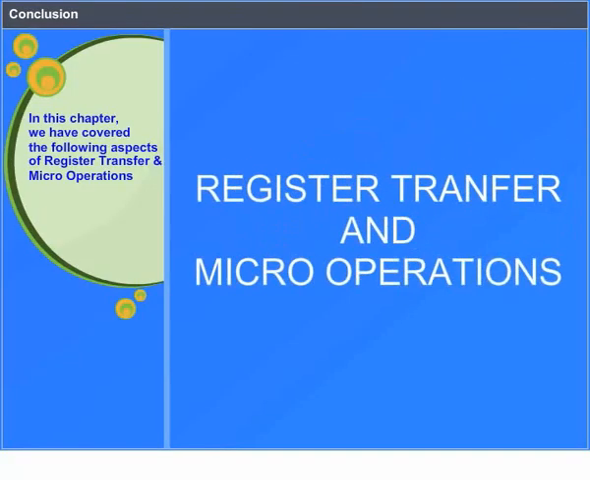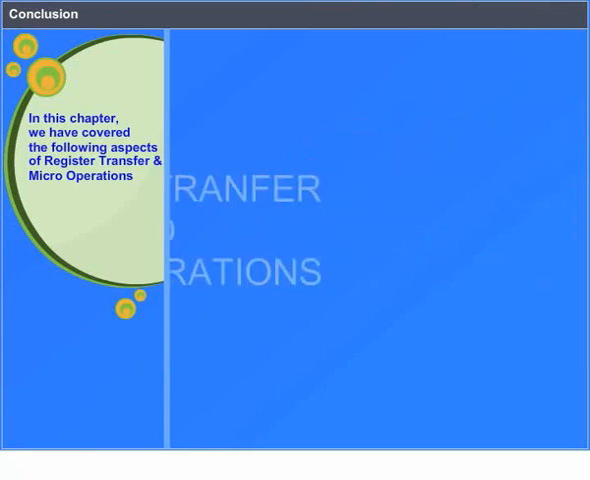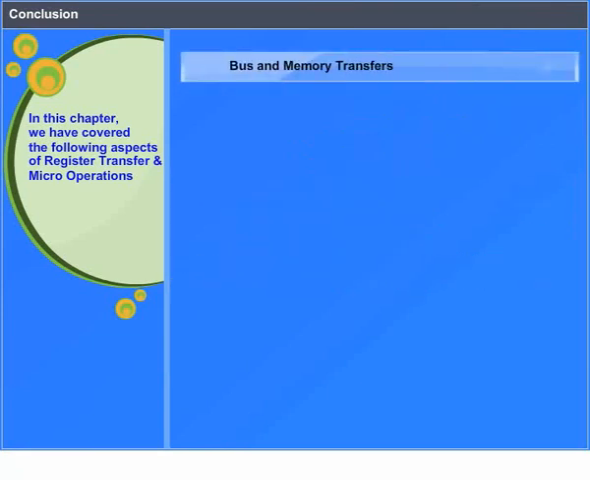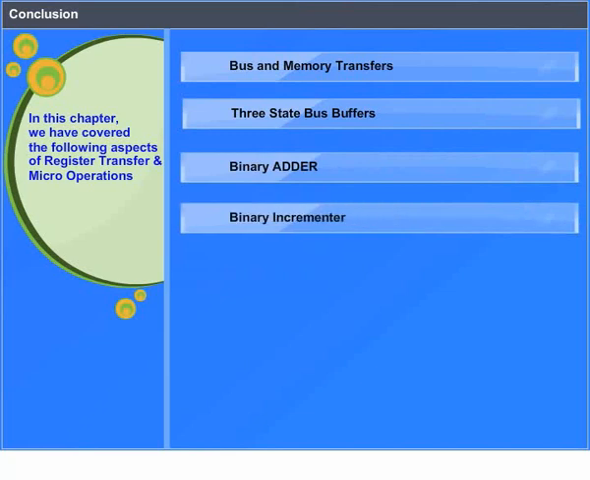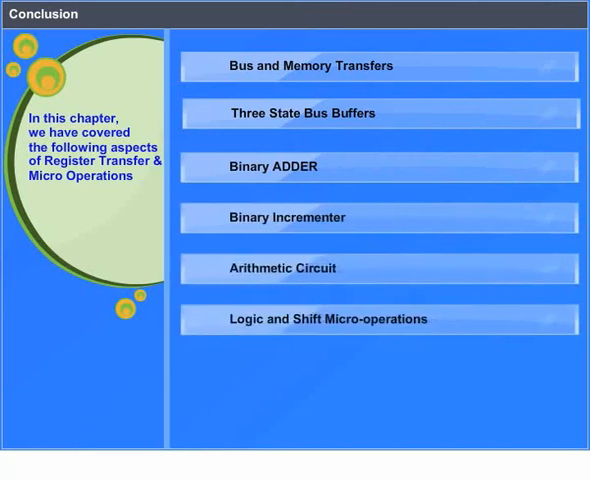Conclusion. In this chapter, we have covered the following aspects of register transfer and micro-operations: bus and memory transfers, three-state bus buffers, binary adder, binary incrementer, arithmetic circuit, logic and shift micro-operations, ALU.